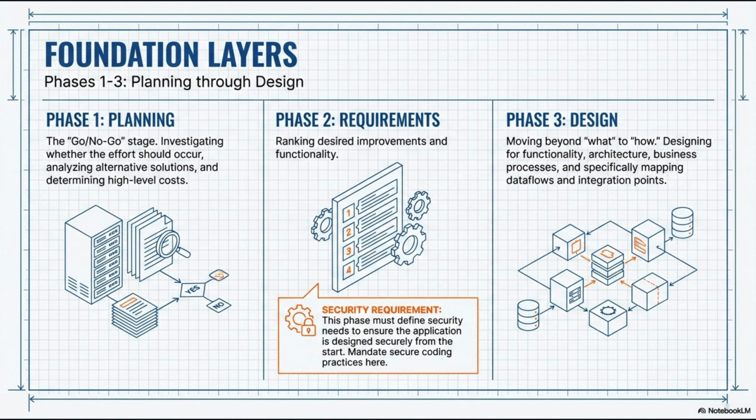Next up is the requirements. You need to figure out, what do I want out of this? What do I need out of this? And this phase must define the security needs as well. So you can define your secure coding practices at this stage. And then moving on to design, you will design for functionality, architecture, business process, and specifically mapping data flows and integration points.